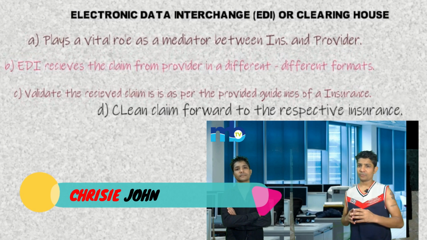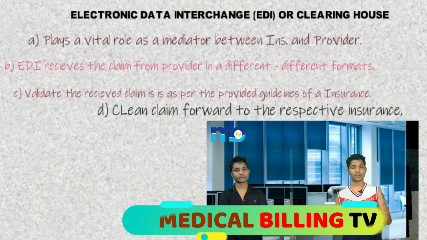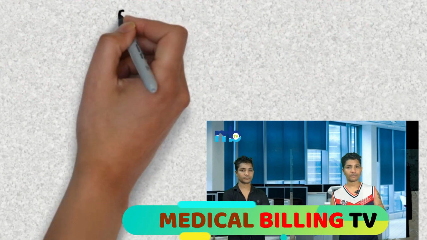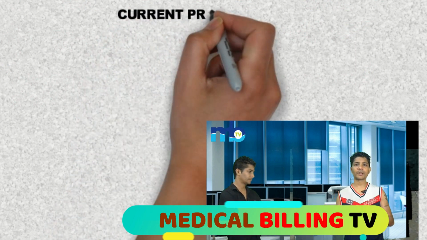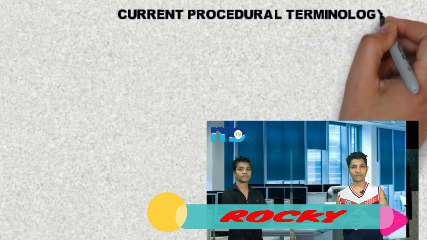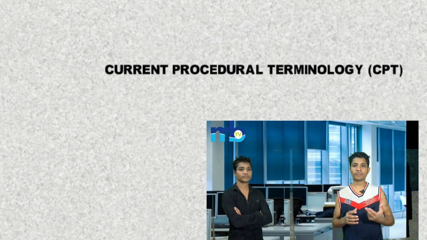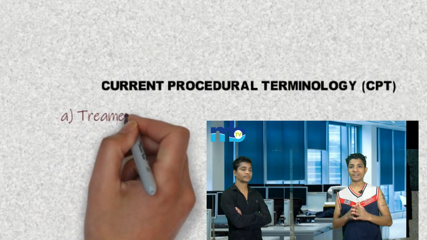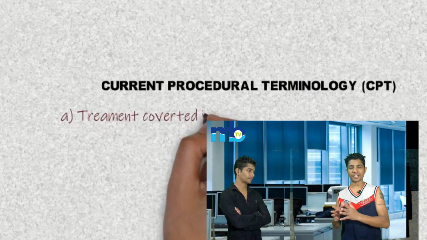So it's time to move to the next topic, which is CPT. CPT code is Current Procedural Terminology. It is a 5-digit numeric code in which we explain the treatment rendered by the doctor to a patient.